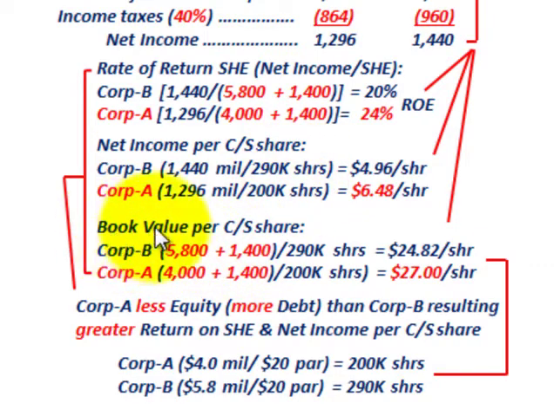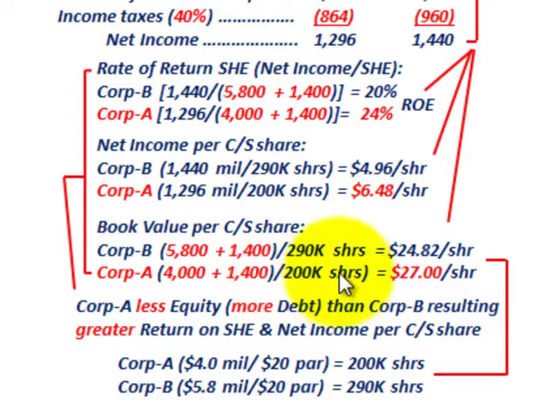Okay, and then finally looking at our book value per share of common stock. For Corp B, they have their equity of $5,800,000 plus the retained earnings of $1,400,000, divided by the number of shares they have outstanding at 290,000. You're going to come up with $24.82 per share book value, versus Corp A, where they have 4 million in common stock equity plus the retained earnings of $1,440,000 divided by only 200,000 shares. They're going to come up with $27 per share.